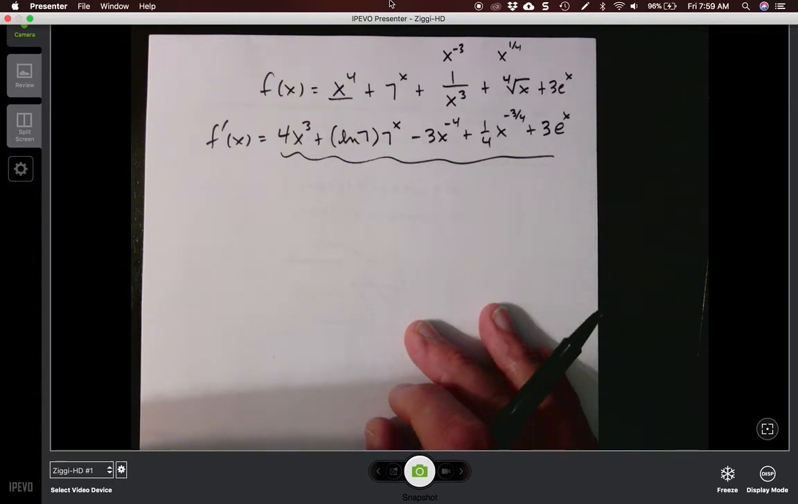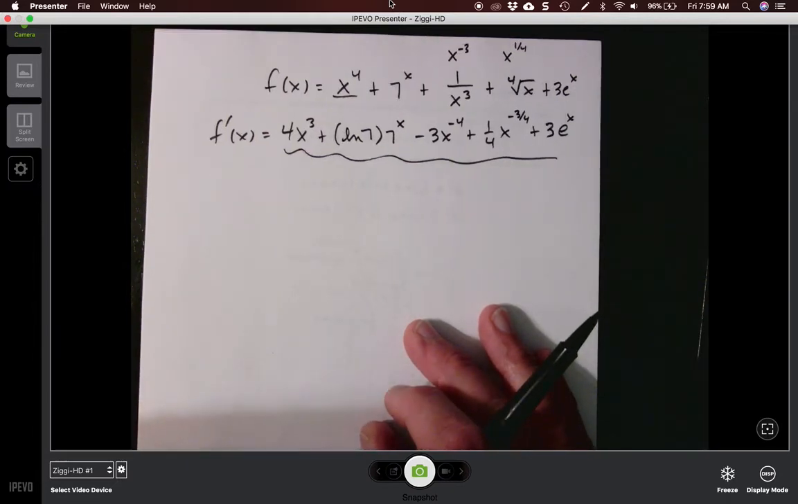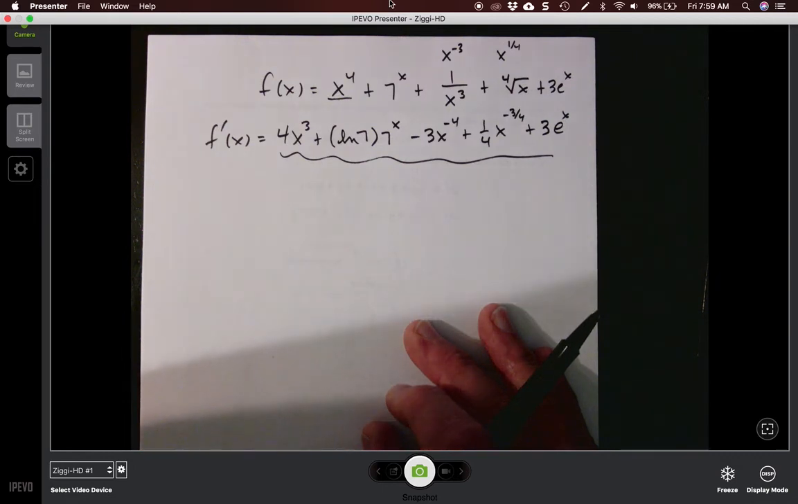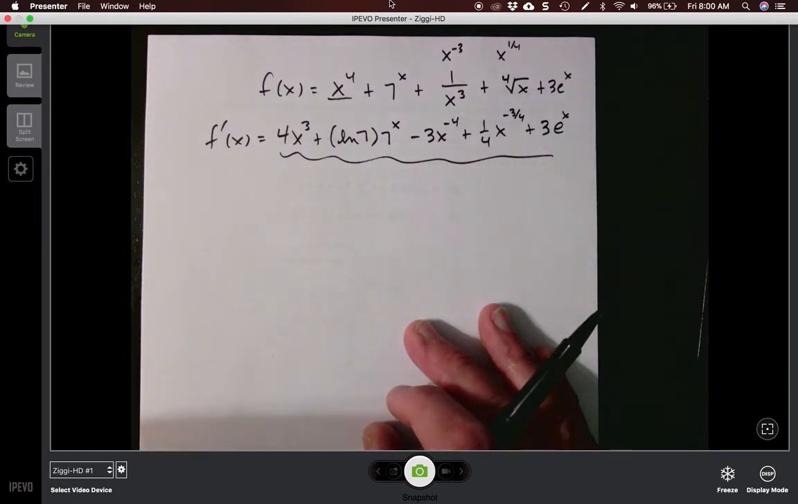And being able to get these rules down and being able to apply them is going to be really, really important in order for us to keep moving on, because we're going to end up using these throughout the rest of the semester. So the quicker you can get these rules down, the better. And there's a lot of applications to these, so make sure that you're doing all the homework problems, and if you have questions on them, make sure you're asking.